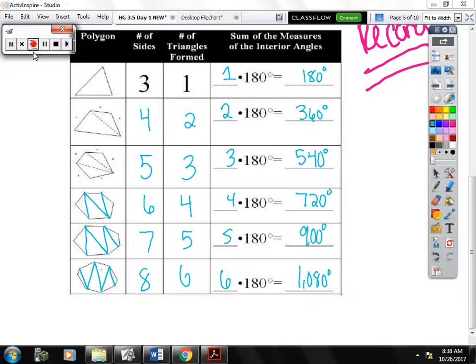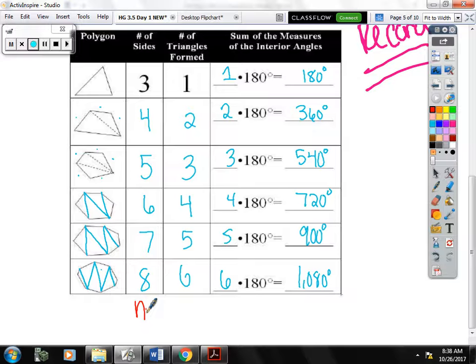All right, so you can notice that each time we are multiplying by the number of triangles. Now, you do want to look at the relationship between the number of triangles that can be formed and the sides. So let's come up with a formula using n. N standing for any number of sides. Let's suppose we had a 300-sided polygon. How many degrees would be inside of it? Well, look at the relationship. What is the relationship between the number of sides and the number of triangles that can be formed? What's the relationship between all of these numbers?